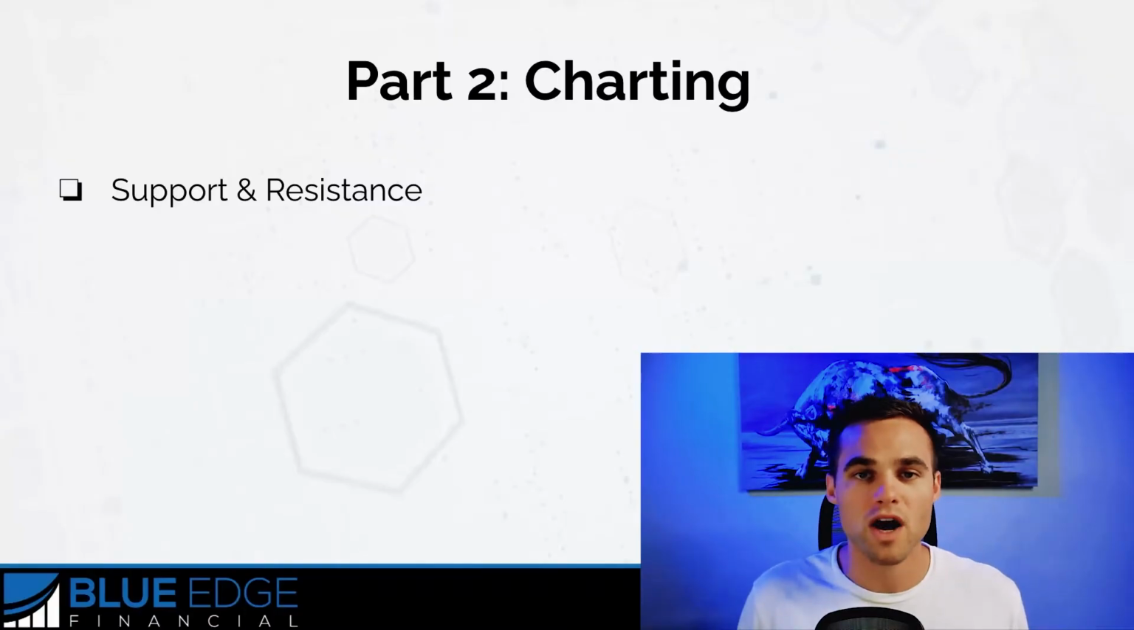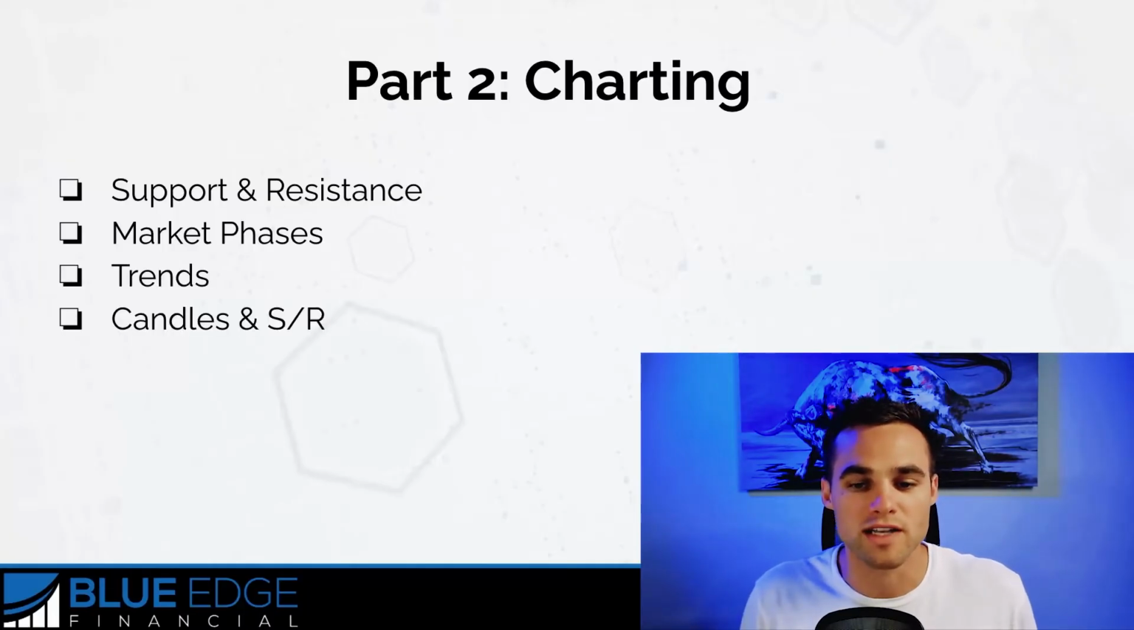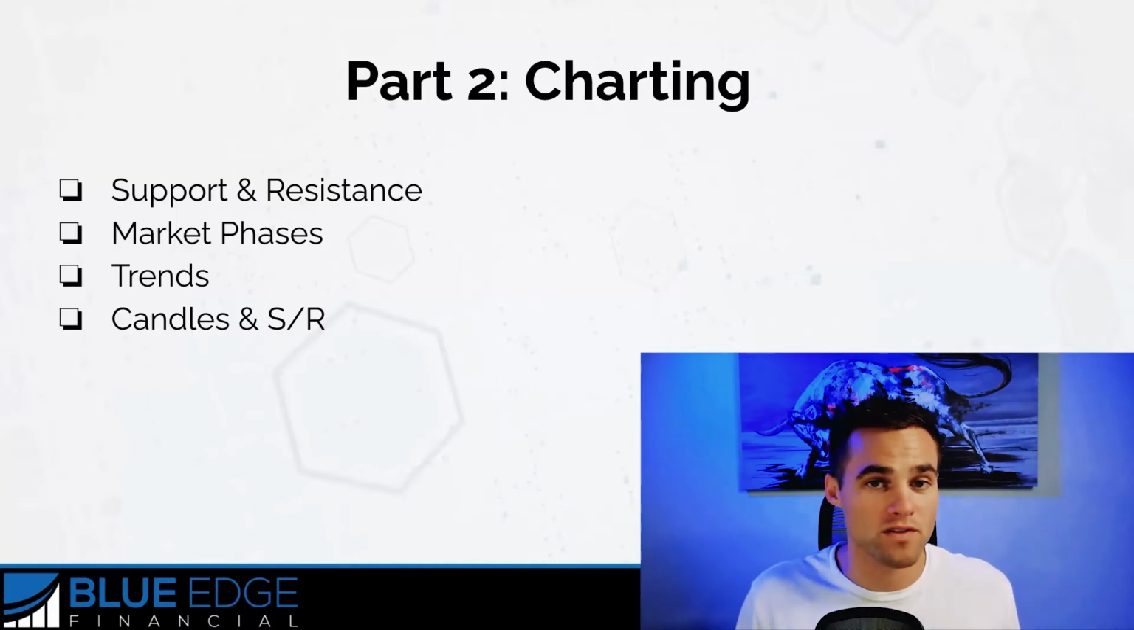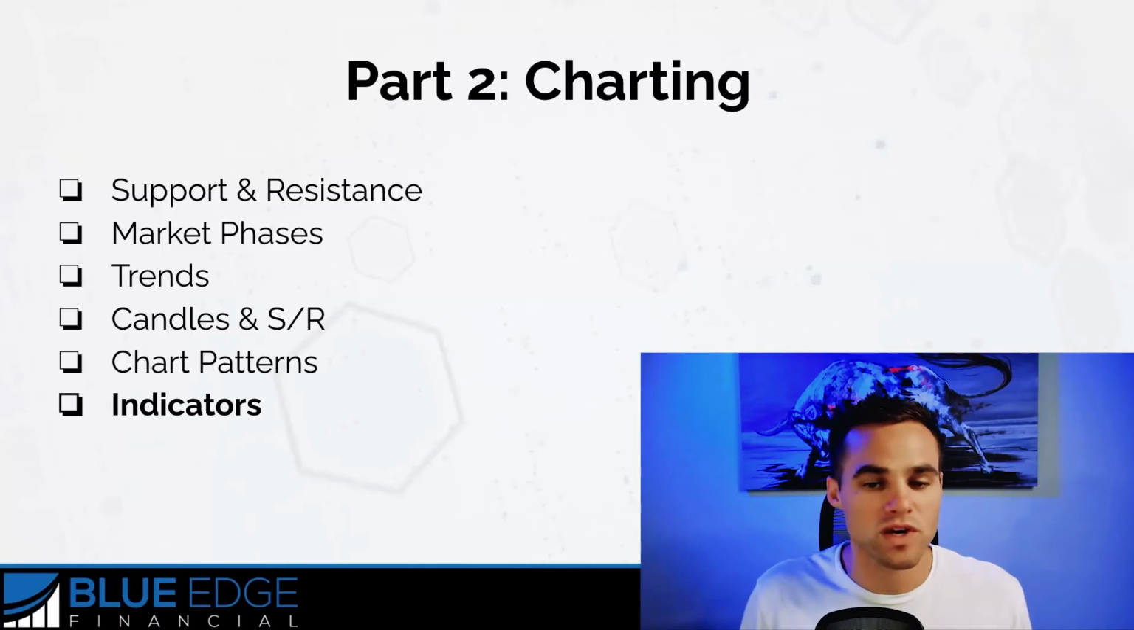Number 1, we're going to be talking about support and resistance and how to identify accurately support and resistance. We're going to be talking about the different market phases, which is incredibly important. We'll talk about trends and how to identify trends. We'll talk about using candles, which we learned about in the previous video, and how to combine them with things like support and resistance. We'll talk about different chart patterns, and then next week we're going to follow up and start talking about indicators.